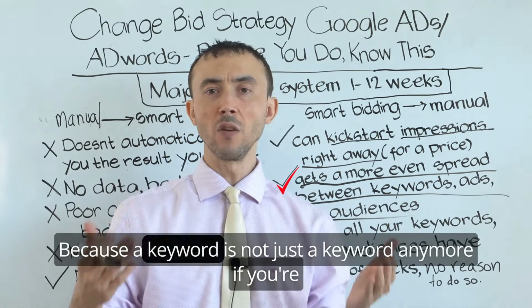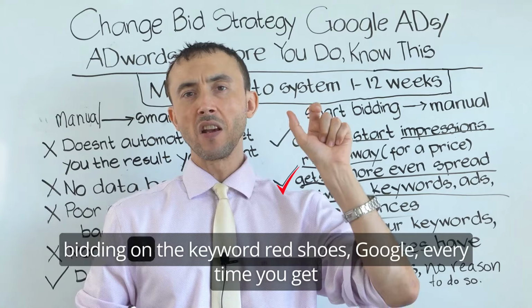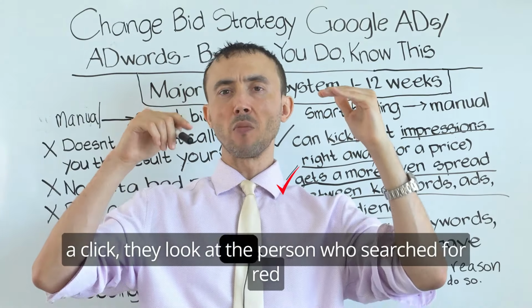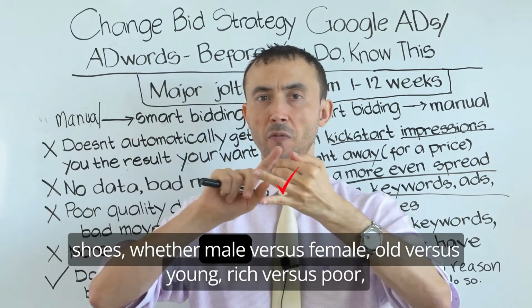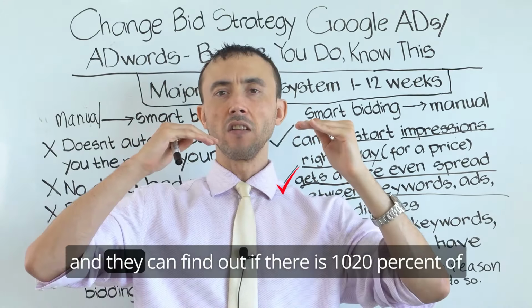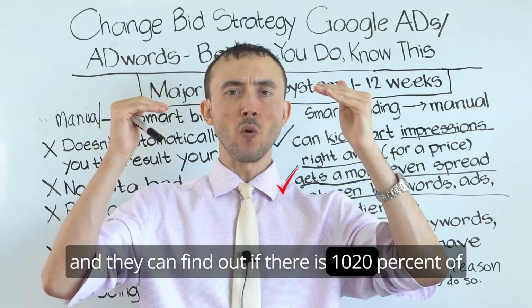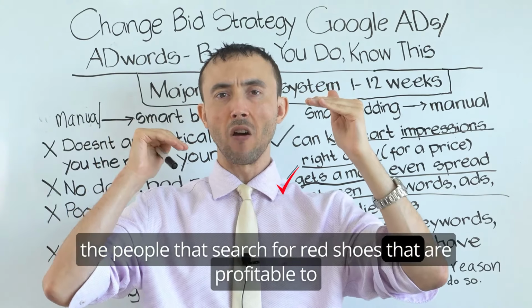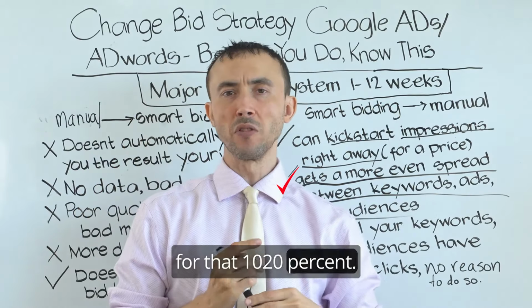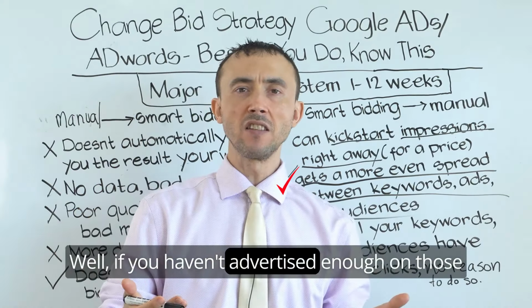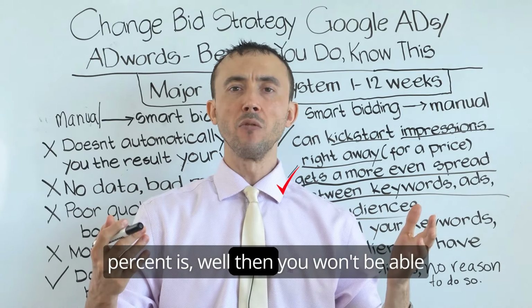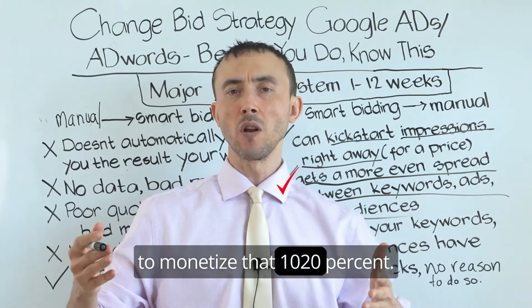Because a keyword's not just a keyword anymore. If you're bidding on the keyword red shoes, every time you get a click, Google looks at the person who searched for red shoes, whether male versus female, old versus young, rich versus poor, and they can find out if there is 10-20% of the people that search for red shoes that are profitable to you, they'll have your keyword or your ad only show up for that 10-20%. Well, if you haven't advertised enough on those keywords to have Google recognize where the 10-20% is, well, then you won't be able to monetize that 10-20%.